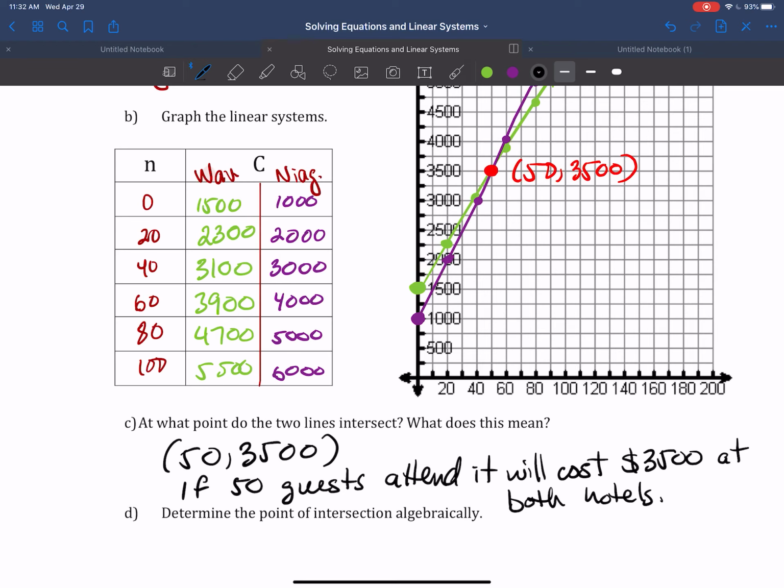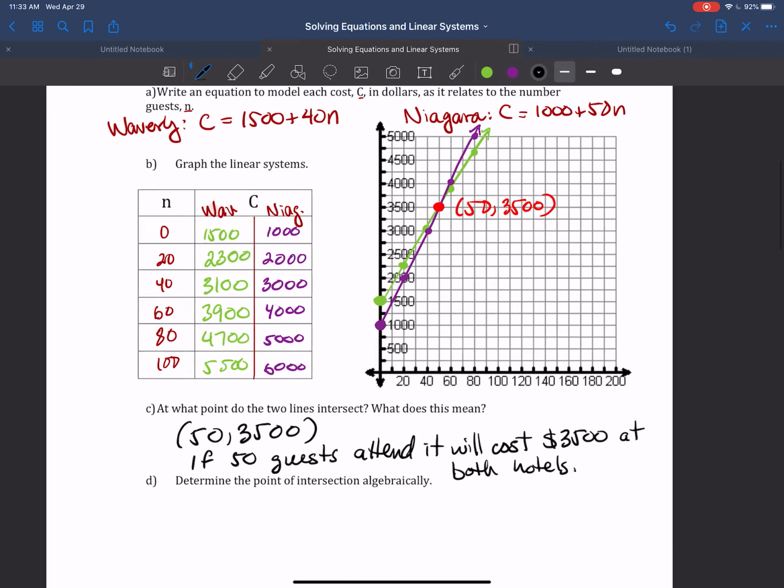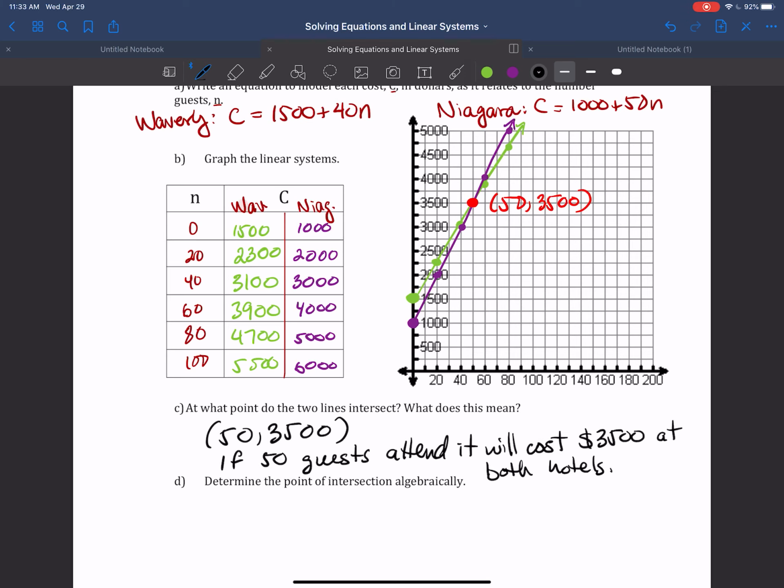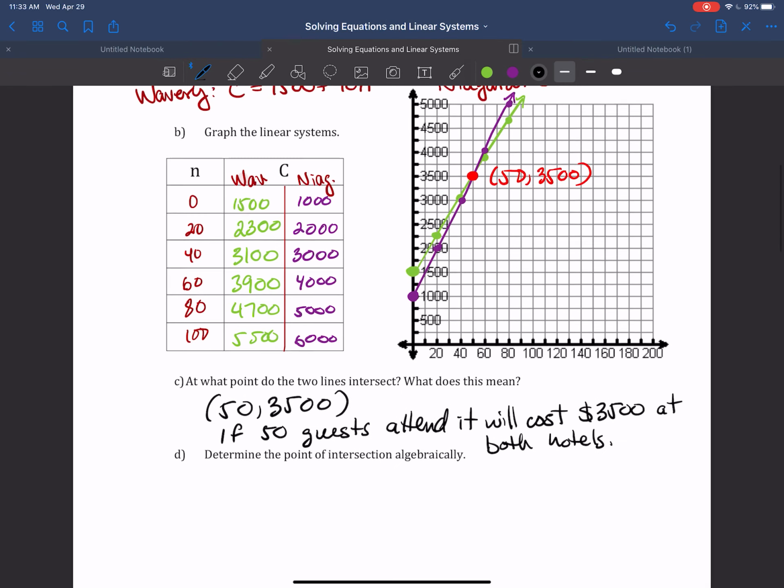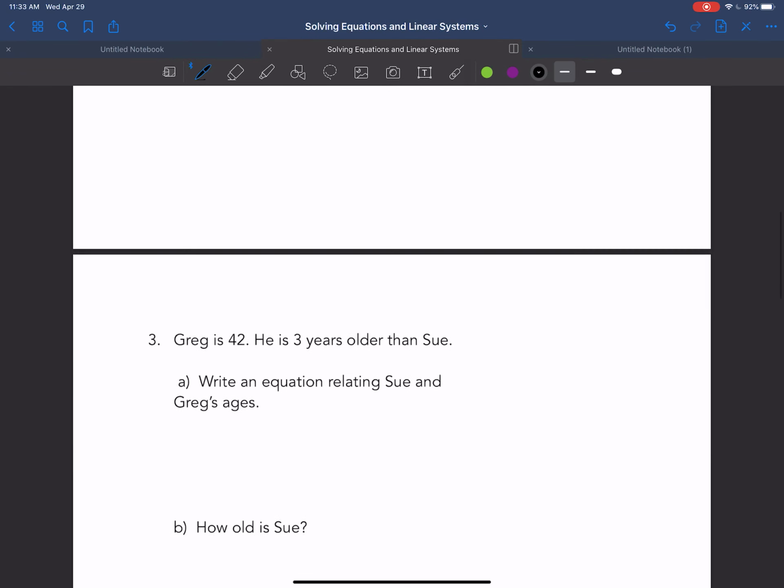But if you have less than 50 people coming, you would pick one versus the other. If you have more than 50 people coming, then you'd pick one hotel versus the other. And I'm going to leave that for you to figure out. If you look at the graph, you should be able to figure that out. It says determine the point of intersection algebraically, and we could do that. I just don't want to overwhelm you with all this stuff at this point, so I'm going to skip that part, and maybe we'll come back to it another time. We'll see how everything goes.